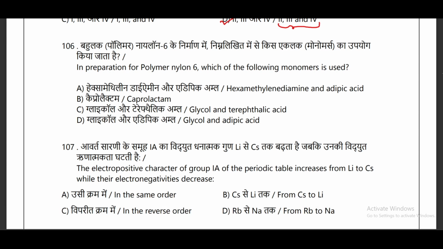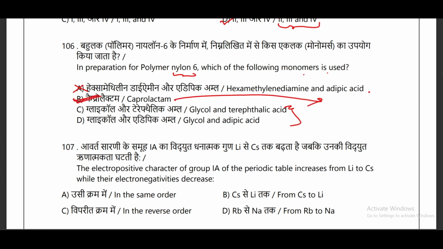In the next question, they are saying in the preparation of polymer nylon 66, which of the following monomers is used, and they are providing 4 options. One is hexamethylene diamine and adipic acid. This is incorrect. Second is caprolactam, correct. Other options are incorrect. So B option is your correct answer, which is caprolactam.